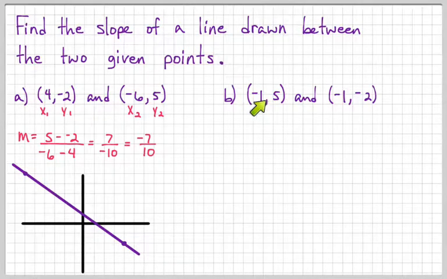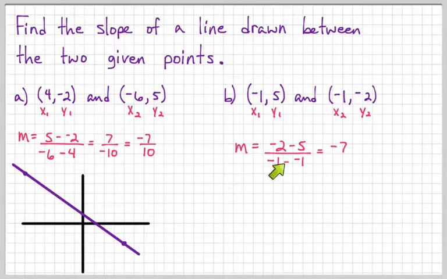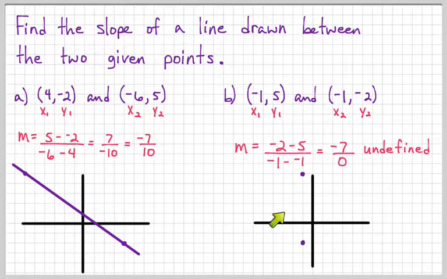Now let's take these 2 points, so we'll call these x1, y1, and these x2, y2, and we'll put them in our formula, so it'll be negative 2 minus 5, and on the bottom, negative 1 minus negative 1. So the top number becomes negative 7, and on the bottom, negative 1 minus negative 1 becomes negative 1 plus 1, which is 0. So this is undefined because 0 is on the bottom. And if we draw the 2 points, we can definitely see that they're going to form a vertical line, and the slope should be undefined.